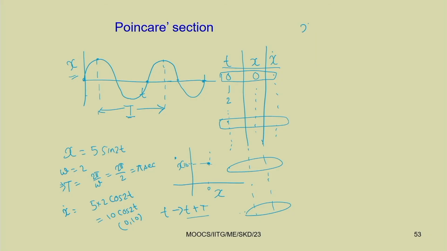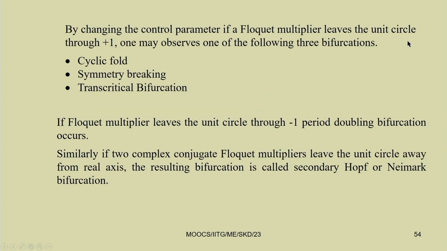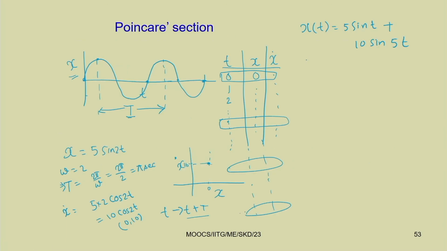So, let x(t) be written as x(t) = 5 sin t + 10 sin 5t. In this case we have two time periods. Here omega 1 equals 1 and omega 2 equals 5.